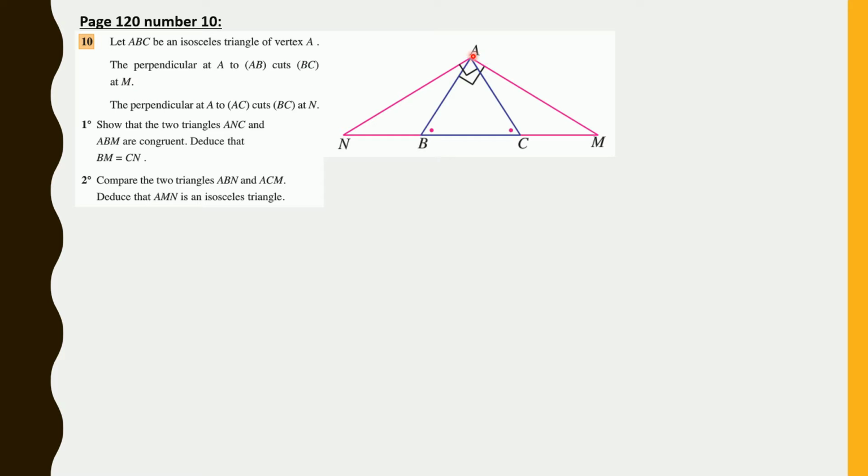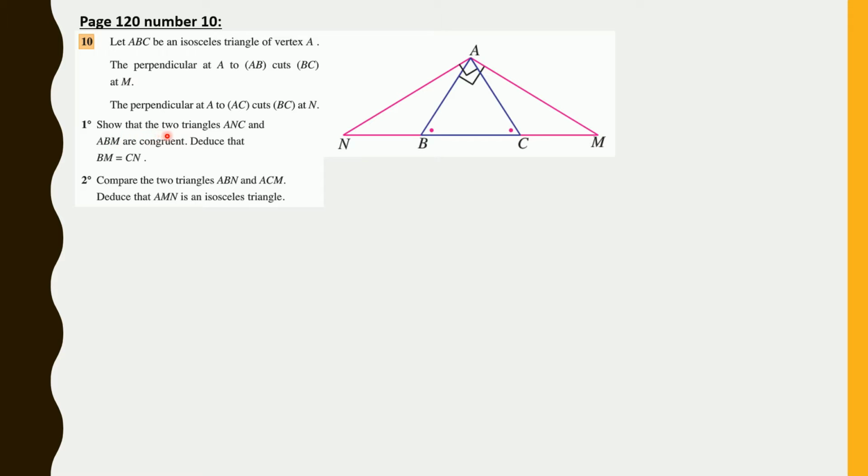When we draw the perpendicular to AB at A, it will cut BC at M, so we keep on extending the perpendicular and BC until they meet at point M. The perpendicular at A to AC cuts BC at N. So we draw the perpendicular to AC. Then we keep on extending the perpendicular and BC until they meet at point N.